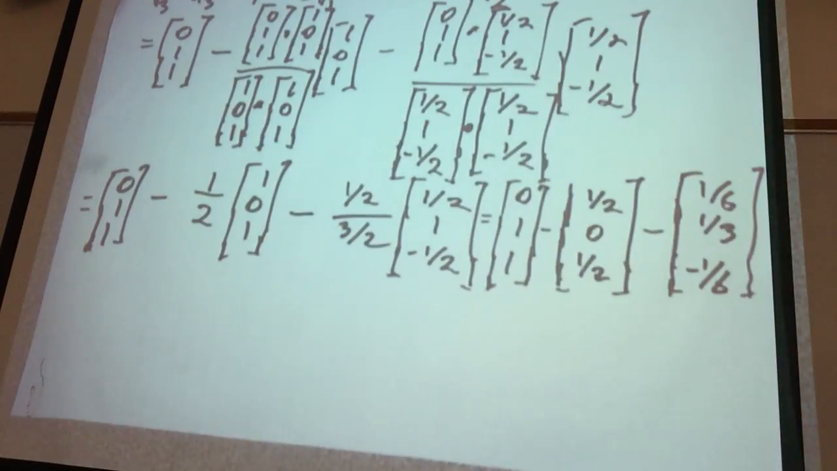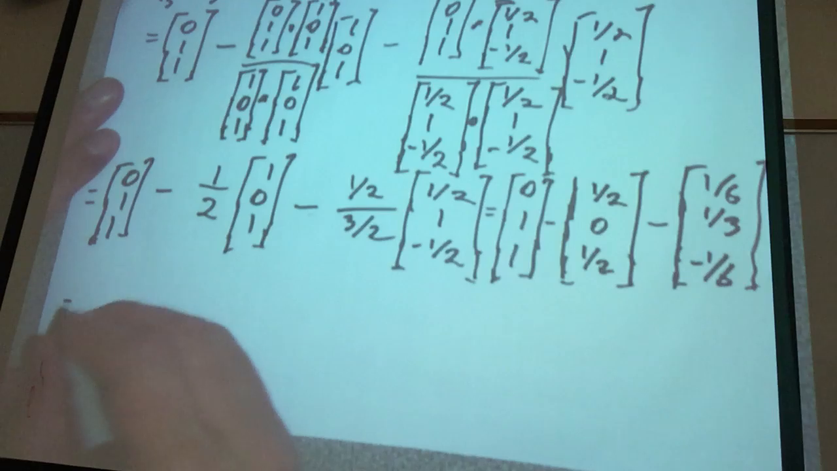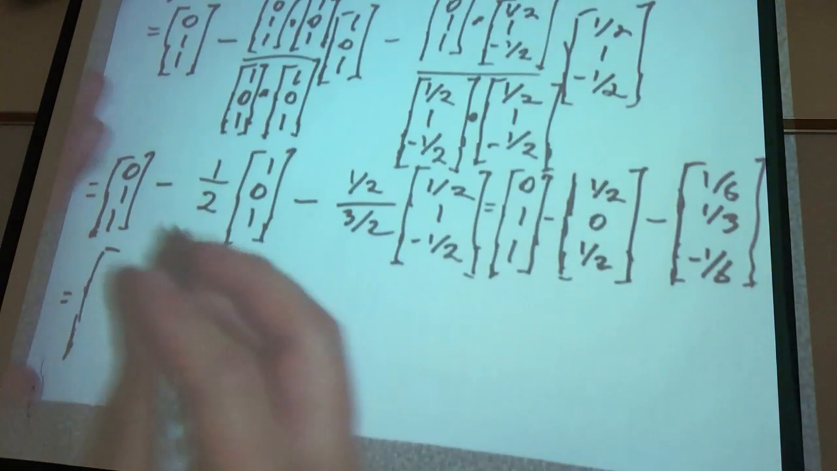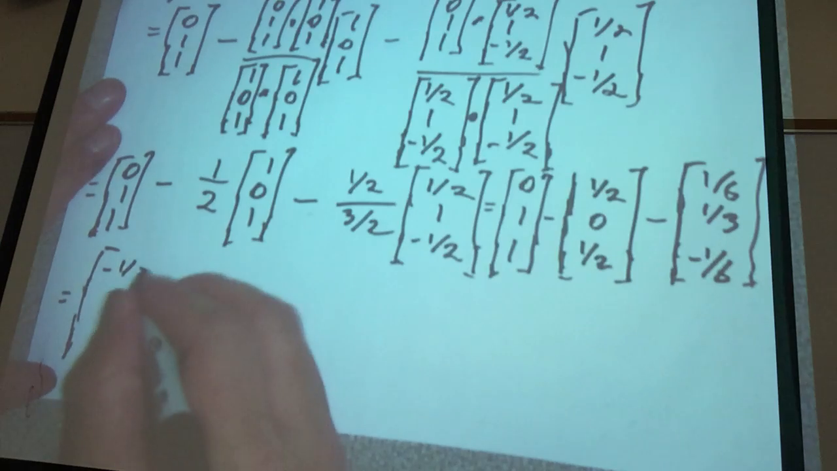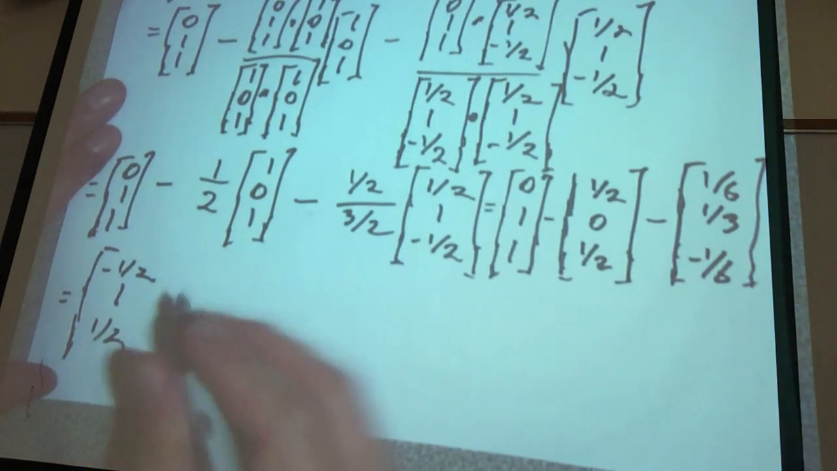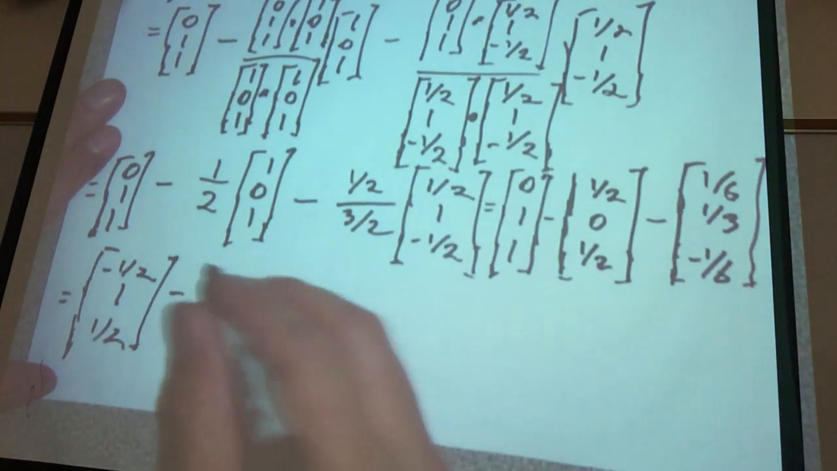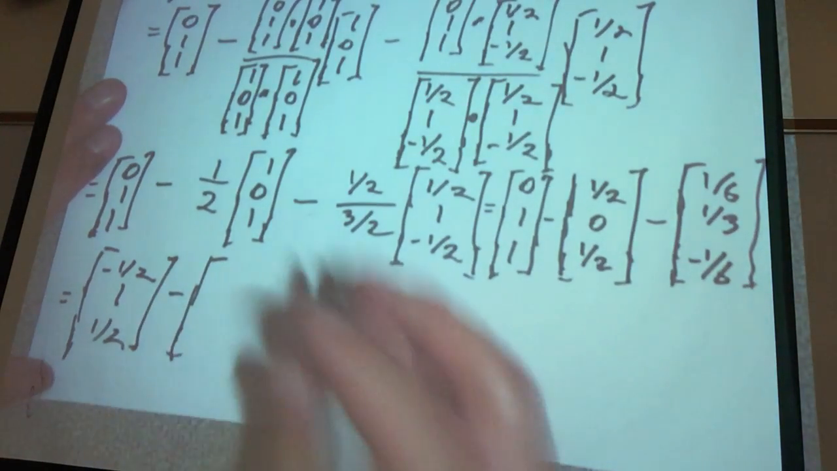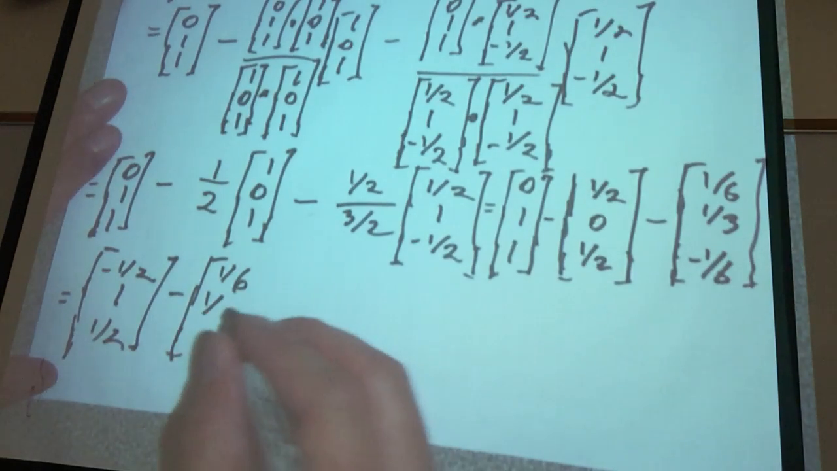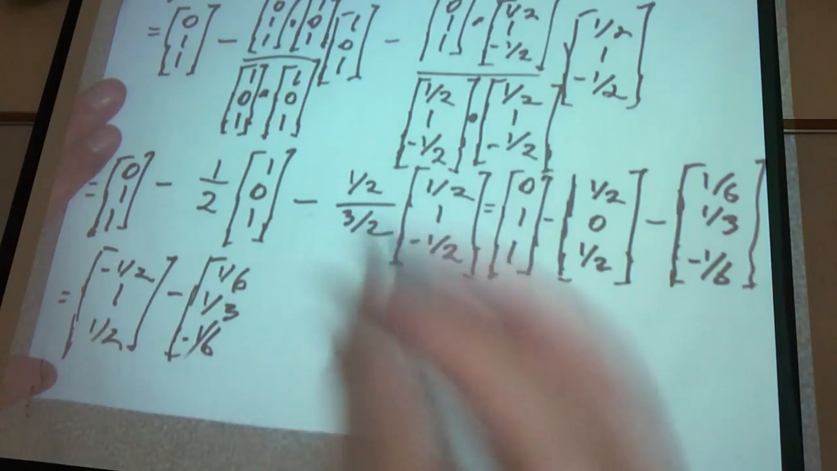Okay, let's do the first one, these two first. So 0 minus 1 half would turn into a negative 1 divided by 2, and that would be a 1, and 1 minus 1 half would be 1 half. And then minus 1/6, 1/3, and negative 1 divided by 6.